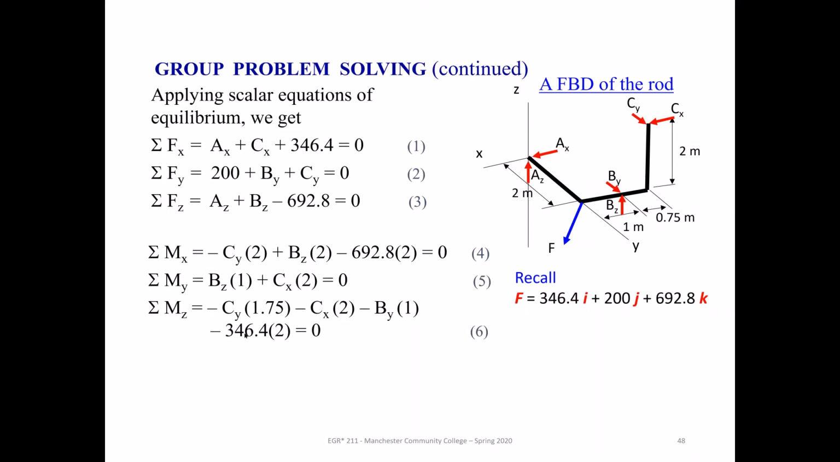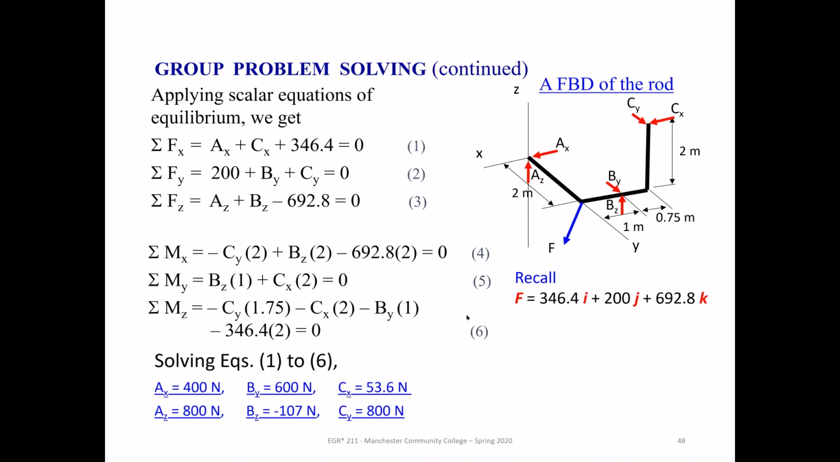Right. Then the last one is the 346. Now this is the X component of this force, the component that's going straight along this line. And if you look at it, it's going to also cause clockwise rotation about the Z-axis. And it's times 2 because it's 2 meters away from it. And that's the last one for that. Okay. So now we have 6 equations with 6 unknowns.